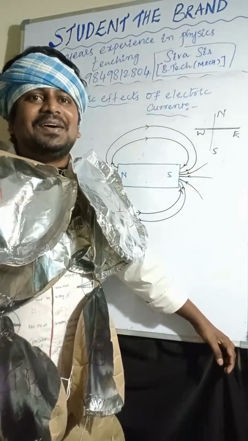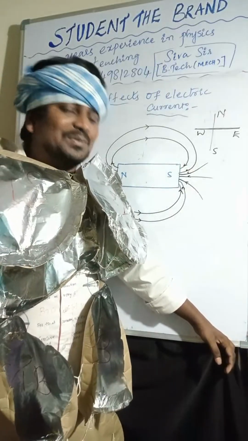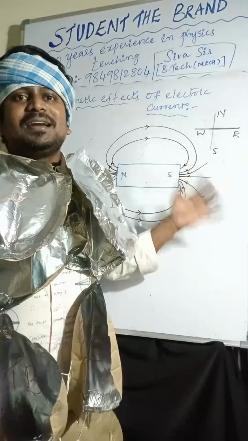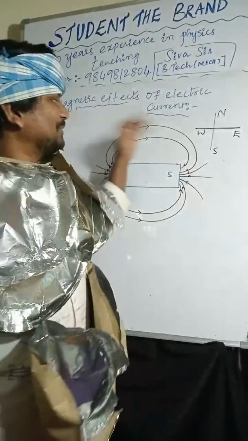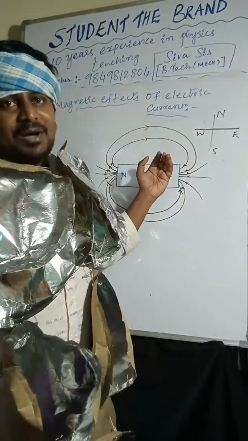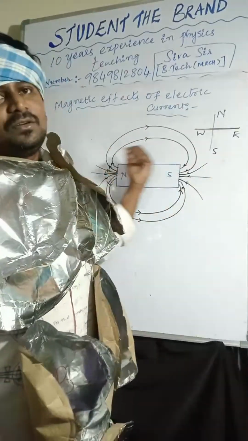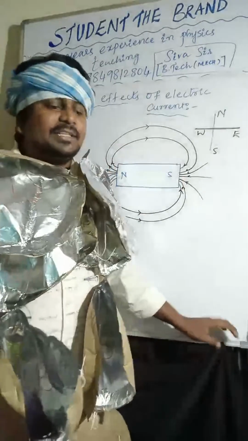Okay. So here I'm considering this once again. Outside of the bar magnet, the magnetic field is north to south. Inside of the bar magnet, the magnetic field is south to north. Okay. So I hope it is clear.